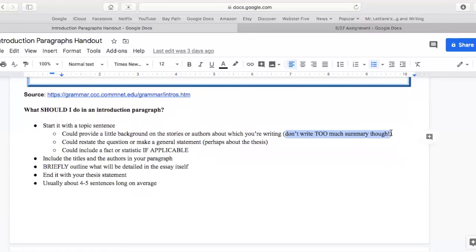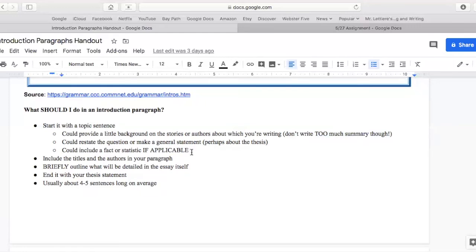So you could provide a little background on Shakespeare. You could say, in the 1500s, Shakespeare was a very prolific writer, or whatever you want to do, just some general statement. You could restate the question or make a general statement about the thesis. So you could talk about impulsivity in general if you're writing about Romeo's impulsivity and say, impulsivity is often a bad thing. Or you could include a fact or statistic if applicable.